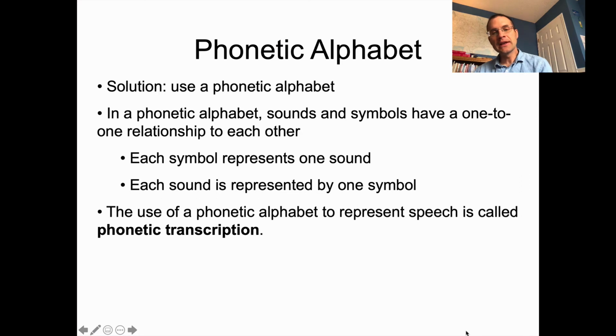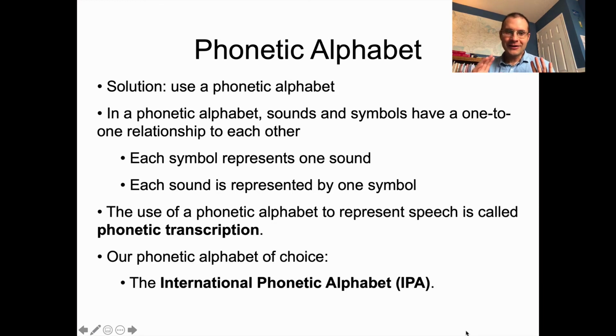So when we use a phonetic alphabet to represent speech in this way, it's called phonetic transcription, or we're transcribing something phonetically. Okay, our phonetic alphabet of choice is going to be the International Phonetic Alphabet. It's abbreviated IPA, and it's one that I want you to use for a variety of reasons, one of which is that it is the universal standard for phonetic alphabets. There are other phonetic alphabet options out there.